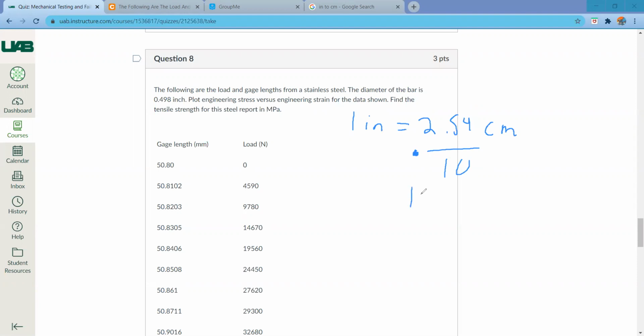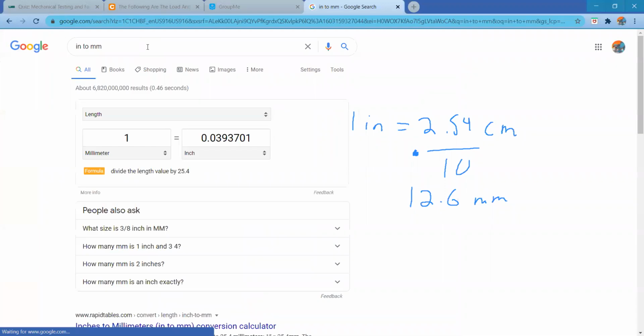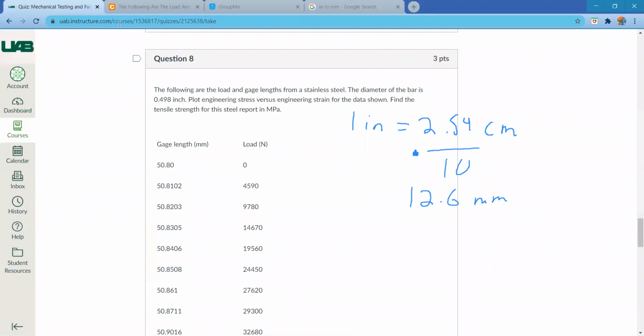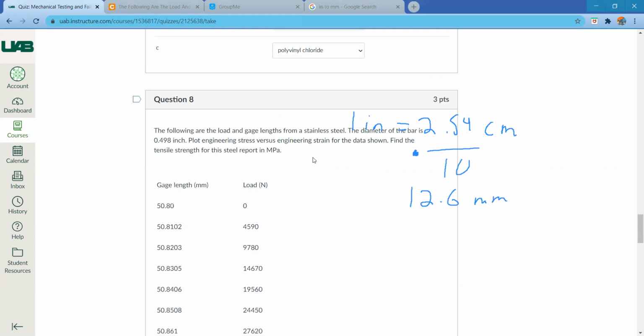This is going to give us 12.6 millimeters as our initial length. And I'm going to double check that real quick. 0.498. Yep, 12.6, just like I got. Just double checking there. So now I could graph this, but it's a lot easier to just calculate it.